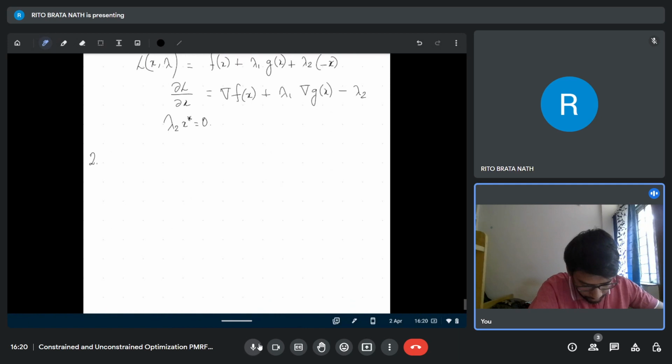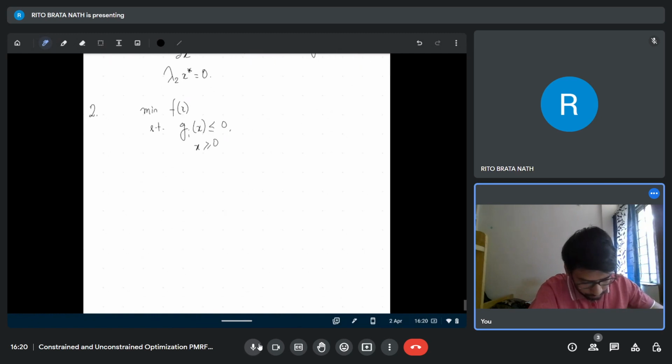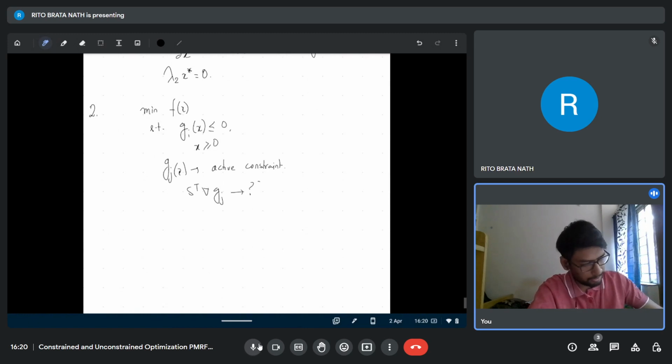Okay, so the second one is: minimize f(x) subjected to some g_j(x) less than or equal to 0, x greater than or equal to 0. Suppose g_j(x) is the active constraint. Then what is S transpose grad g_j? This has been asked, and this is also discussed in the class. You won't find any issues with this.